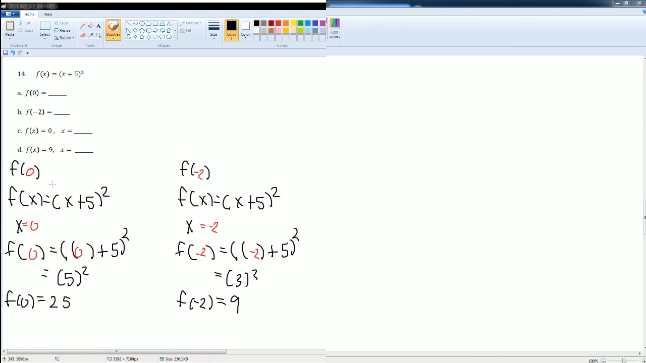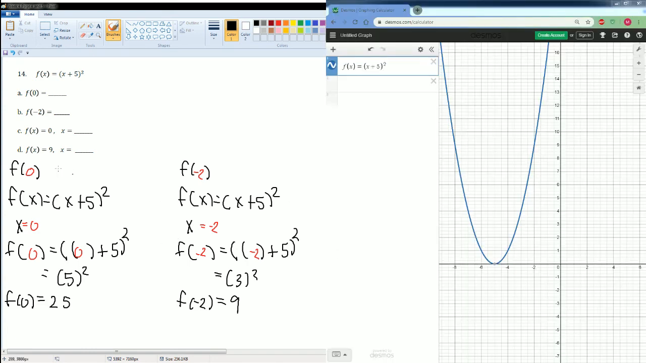All right, so here you go. I plug in 0 for the first one. F of 0 equals 25 for number 14. And when x equals -2, f of -2 is 9. Now I'm going to graph it. All right, so when the output is 0, so the output 0 is here. So f of something equals 0. F of -5. So when x equals -5, the output is 0. That's the answer for C.